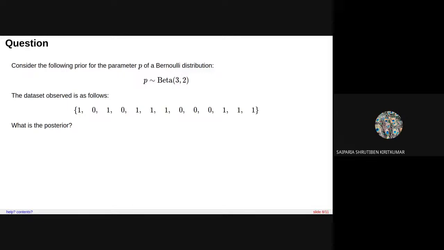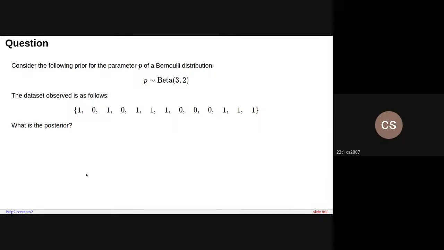Count heads, like the number of ones. Right, count the number of ones, the number of zeros, then the posterior is beta of alpha plus number of ones and beta plus number of zeros. Okay, that is correct. I don't disagree. That is the formula, but how did we get there?